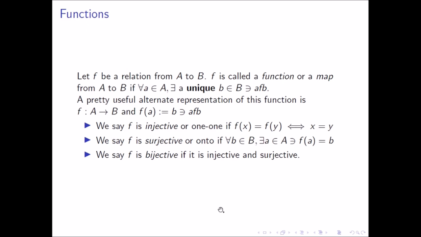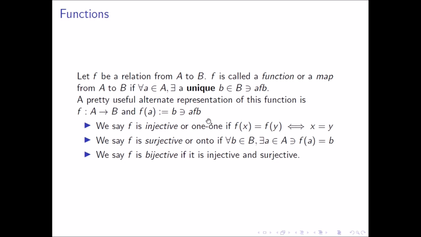Now let us look at functions, a special type of relations. F is called a function or a map from A to B if for all a belonging to A, there is a unique b belonging to B such that aFb, or (a, b) belongs to F. This is a pretty useful representation for a function, F from A to B, and F(a) is defined as b such that aFb.